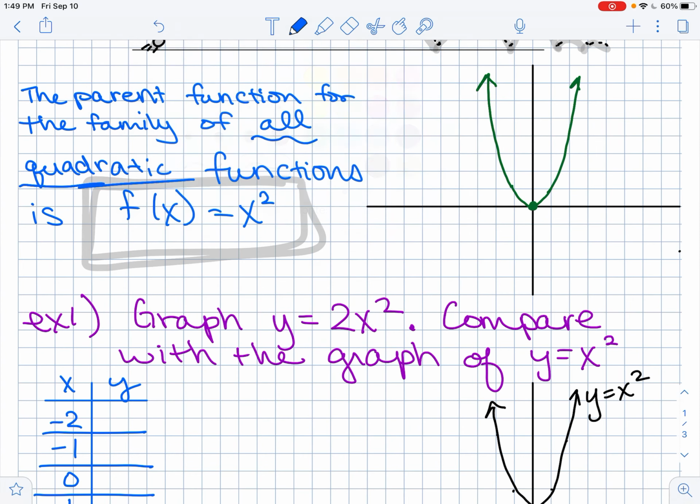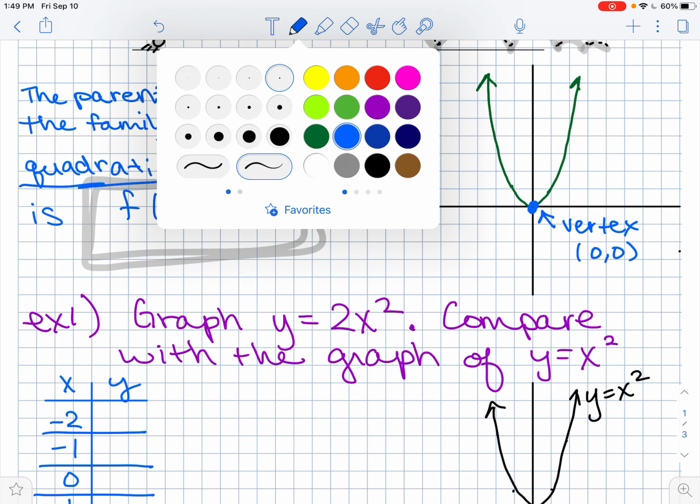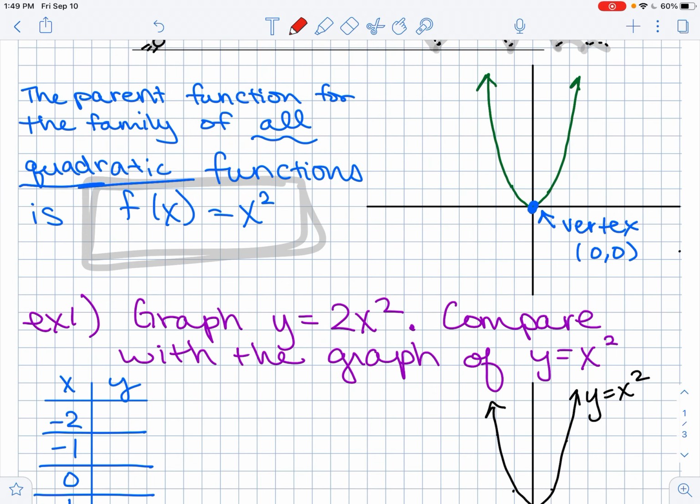There's this point right here in the middle where we can see everything comes from, and this is called the vertex. And in this case, the vertex is 0, 0. There's one more thing we need to know, and because this is a symmetrical shape, this line right in the middle through the vertex is also called the axis of symmetry. Where if I folded that drawing on the axis of symmetry, it'd be identical on both sides.